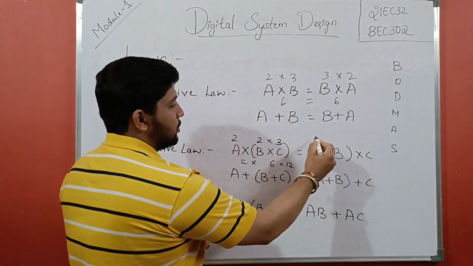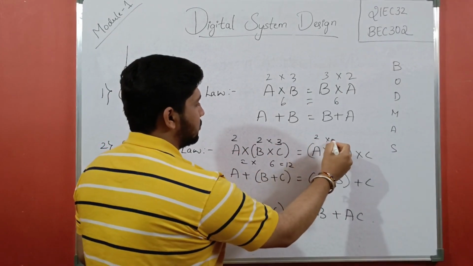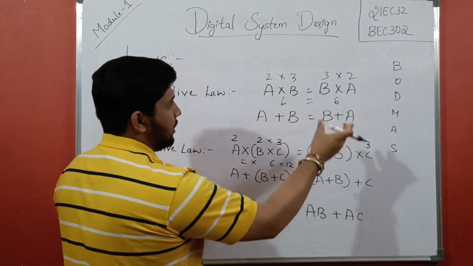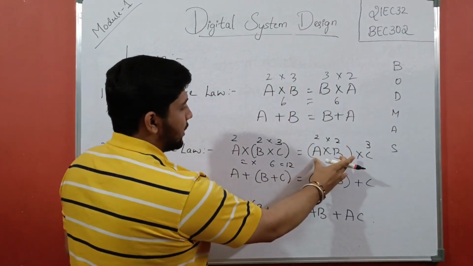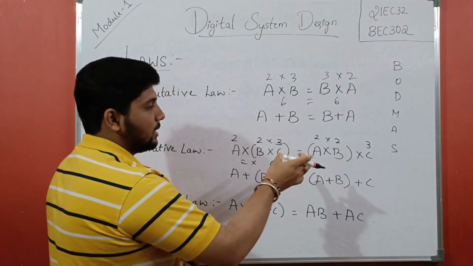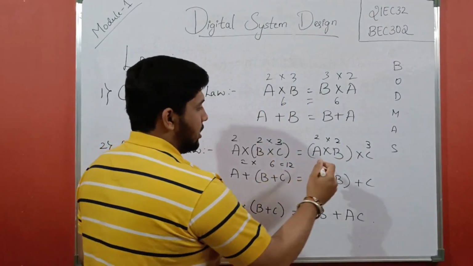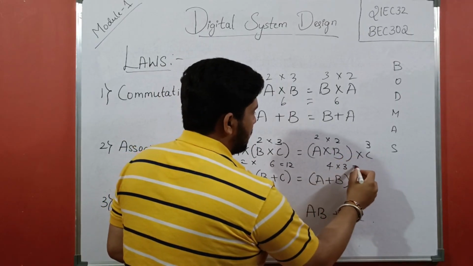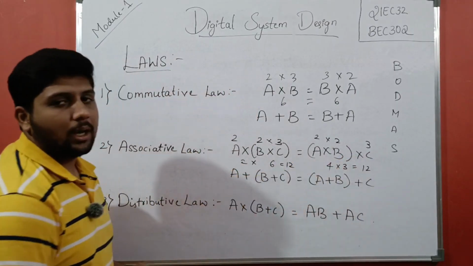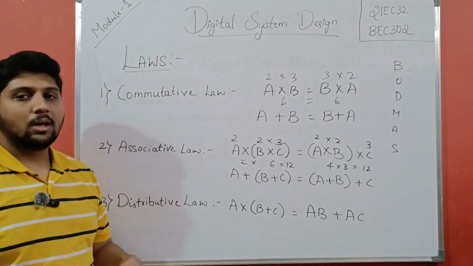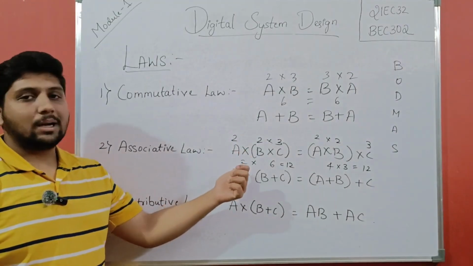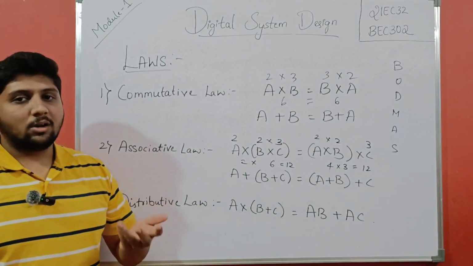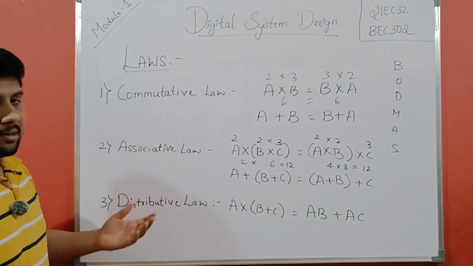So as you know, A is 2, B is also 2, and C is 3. First, 2 2s are 4 because we are following the BODMAS rule: whatever numbers are inside the bracket, we give first preference. So 2 2s are 4, and 4 3s are 12 again. Did we get the same thing on both sides? This is what the associative law says. It's just the same for both multiplication and addition. You can take the values of A, B, C according to your assumptions, and try it.